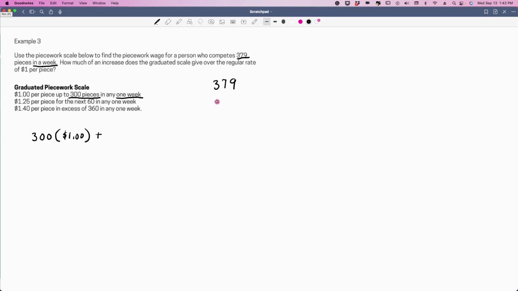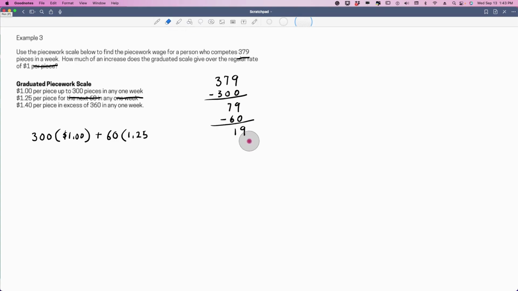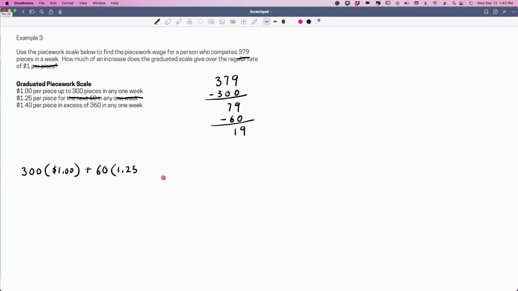for the first level. For the second level, let's take 300 away so we can find how many is remaining. We have 79 remaining. So the next level says $1.25 for the next 60. Well, they've worked more than 60, so we're going to do all 60 at $1.25. Okay, so we're going to subtract 60 to see how many we have left, and that's 19. Let me move this over. It's going to kind of be in the way if I don't. All right, so we know now that it's 19. So the next 60 was $1.25 each. So the last 19 are going to be $1.40 because that's more than the 360. So we're going to multiply that times $1.40.